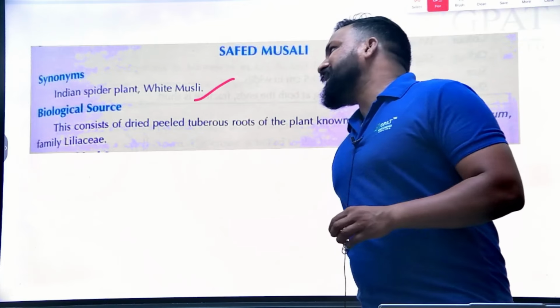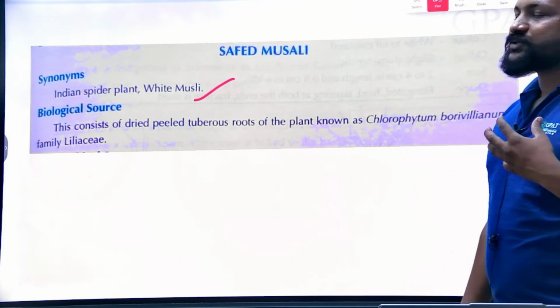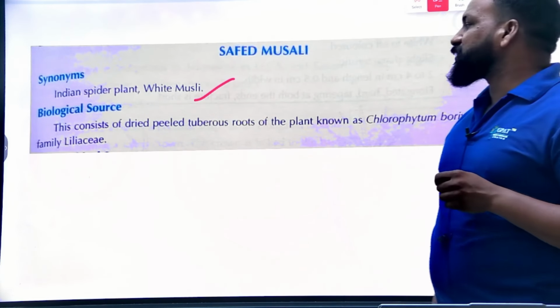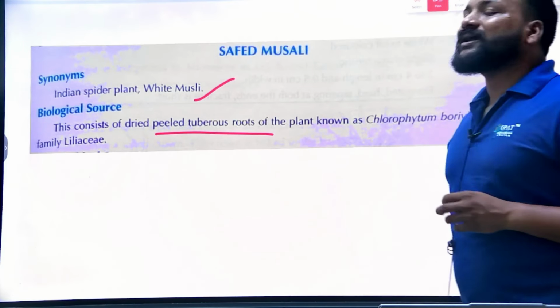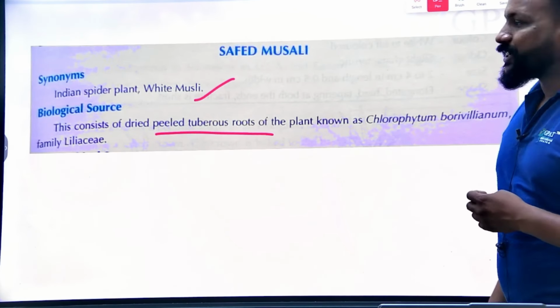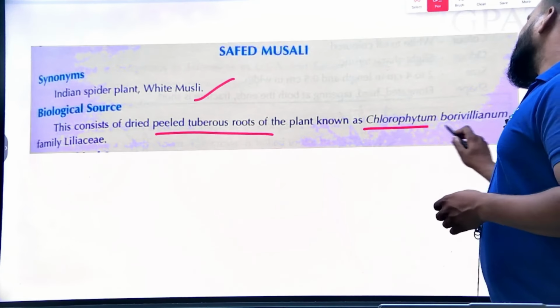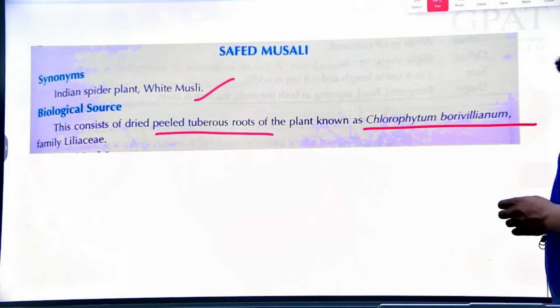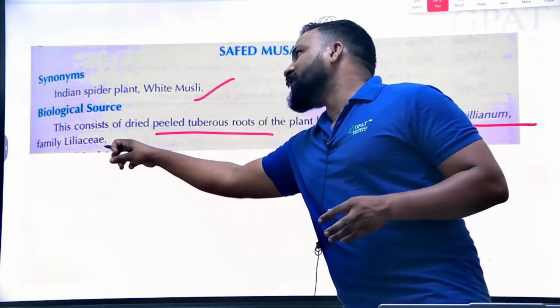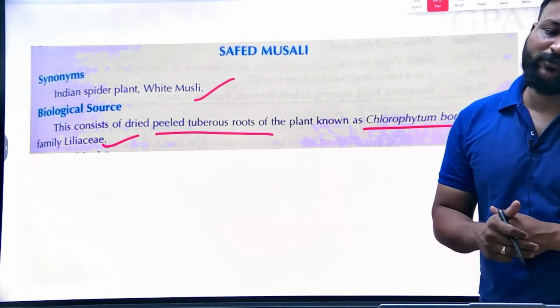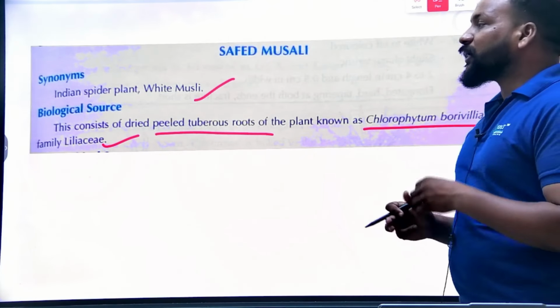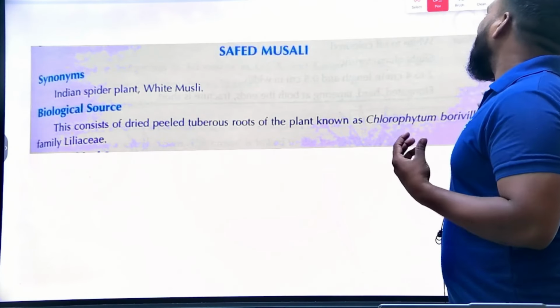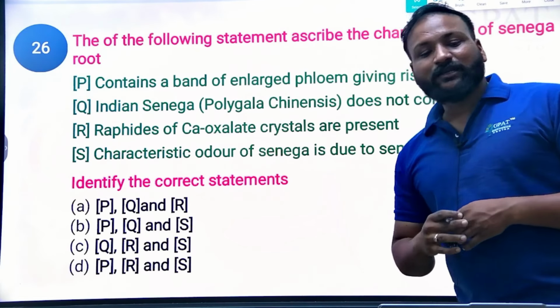Okay, Musli. It is a dried inner root. It consists of the dried, peeled tuberous roots of the plant known as Chlorophytum borivilianum, family Liliaceae. Indian spider plant and white Musli, Safed Musli. Okay, you understand the pattern. Try to understand the pattern of how they are asking questions.